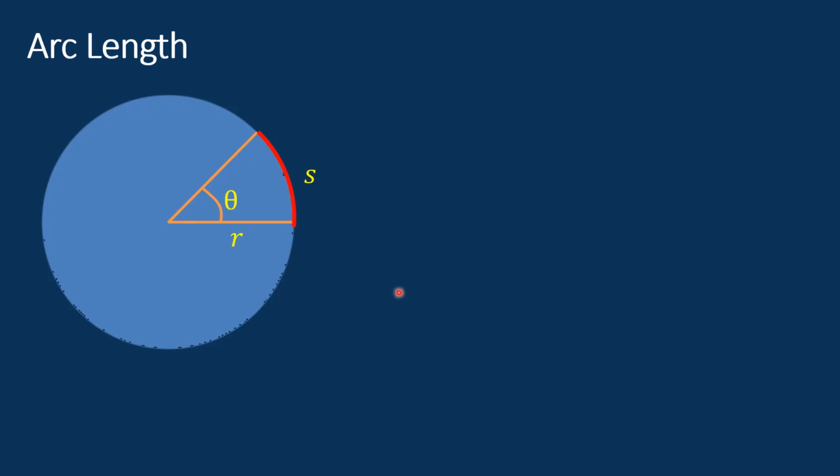In the previous slide, we learned that the angle subtended at the center of a circle by an arc is given by the equation theta equal to s over r. We can rewrite this equation as s equal to r theta. This is the formula that we can use to find the arc length. Take note that theta is the angle in radians subtended by the arc, and r is the radius of the circle. Let's see this example.